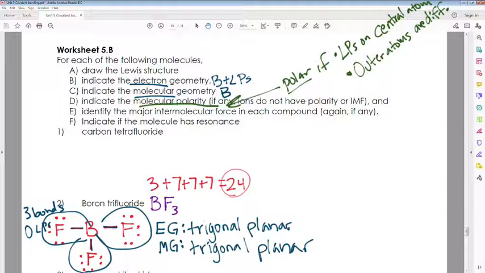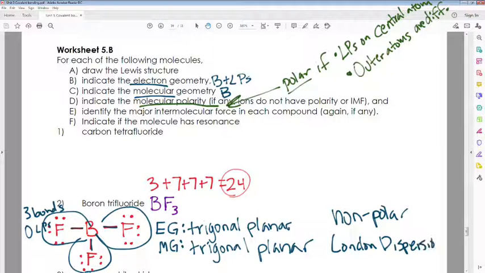Polarity: I see no lone pairs on my central atom, and I do not see any different outer atoms. So once again, this is nonpolar, which means automatically this only has London dispersion forces, because everything that is nonpolar has London dispersion. And also, once again, because we have no double bonds, we are not going to have any resonance, because we can't have resonance without double or triple bonds. So this is our second example.